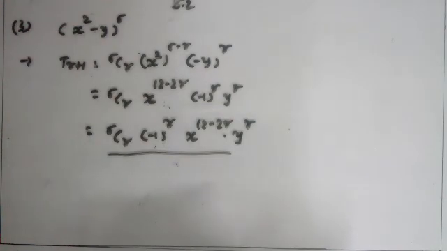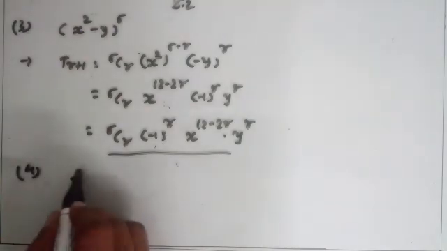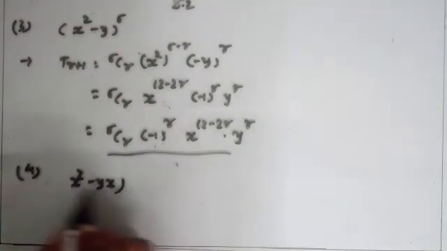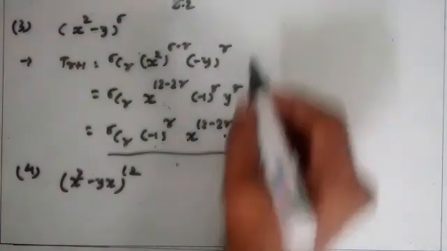So this becomes the general term. Okay. Applying the same, we get the general term in the next one, x raised to 2 minus y raised to 12. Applying the same, find these general terms. Solve yourself. Now question number 5.